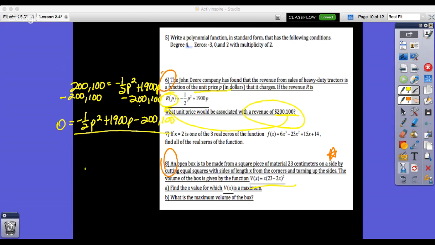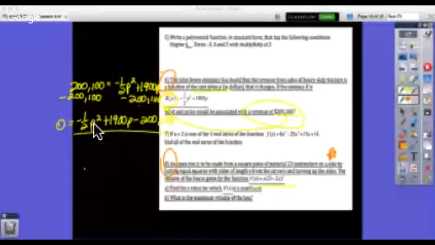As I was saying today in every class, the toughest part of this is being able to find the window of the actual problem on your calculator. I'm just going to plug this in, 1900x minus 200,100. I'm going to switch screens here so you can see me at home as well.